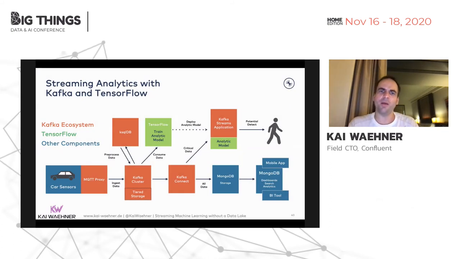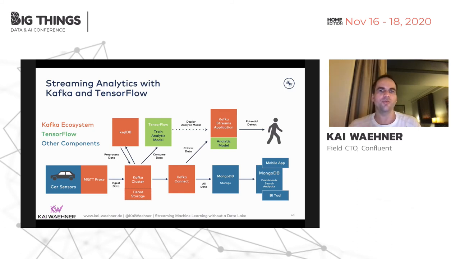So now if we come back to our architecture from the beginning, this is what we have now implemented here step by step. As I said, we have some gateway to the cars, often via MQTT, and then we get the data into Kafka. In this case, we leverage tiered storage so that we can store the data long-term. And then we also do real-time processing, like with KSQL DB on the top left. And then the TensorFlow model training happens here on the historical data.